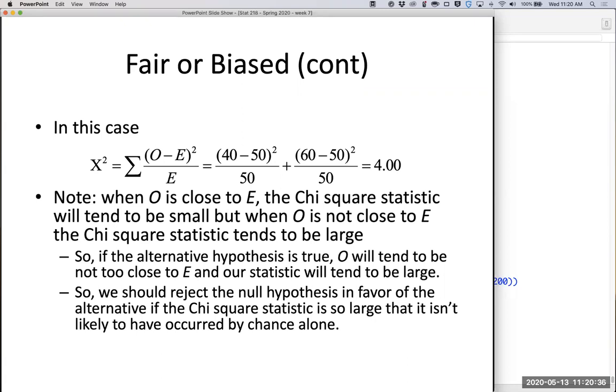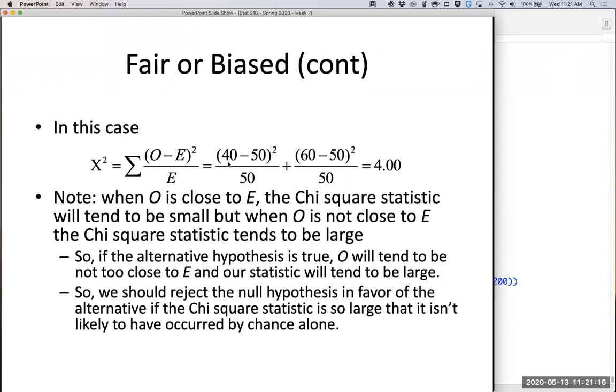So let's think it through in terms of what if I had 50 and 50? If the observeds and the expecteds were exactly the same, if O was 50 for heads and 50 for tails, and I expected 50 heads and 50 tails, the numerators would all be 0 squared. My chi-square value would be 0. The chi-square value is small when the null is true. What if I had 100 heads and 0 tails? I'd have 100 minus 50 squared over 50.